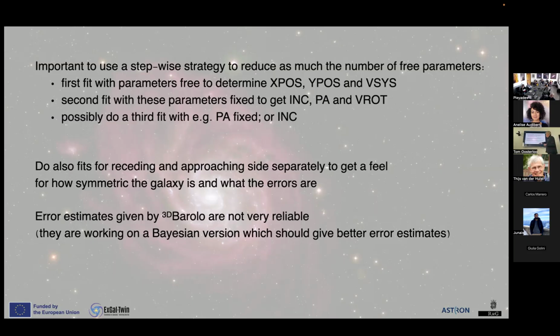Because one problem with Barolo is that it does give error estimates, but they are not very good. They are pure statistical error estimates, and they do not really reflect the uncertainty in the parameters. They are working on a Bayesian version of it, because then you sample the error distribution, and you get a better idea of the errors. But this is a weakness of Barolo.